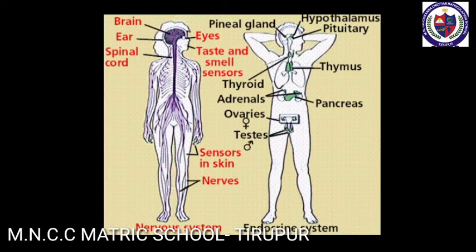In this chapter, we will learn about the structure and functions of various organ systems like the digestive system, excretory system, and reproductive system in human beings.